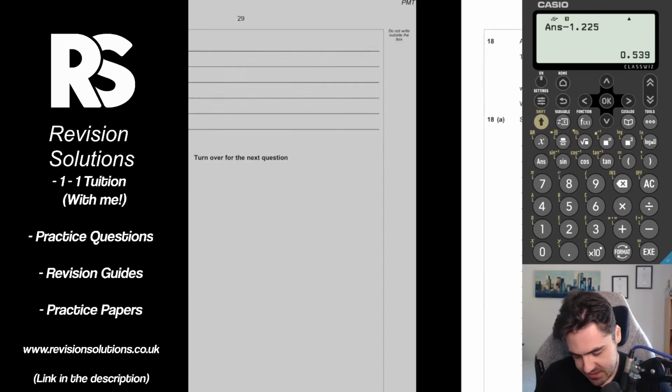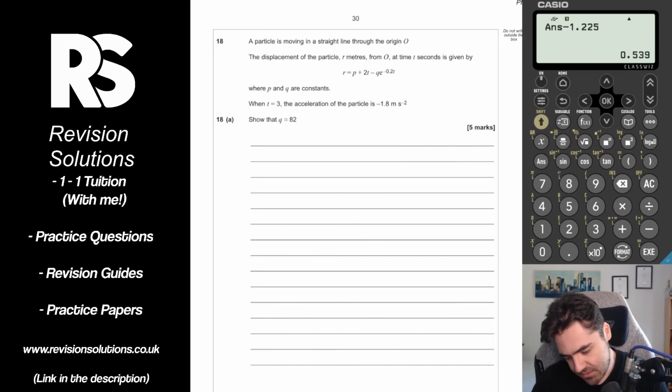Moving on to question 18, it says a particle is moving in a straight line through the origin O. The displacement of the particle r meters from O at time t seconds is given by this equation here, where p and q are constants. When t equals 3, the acceleration is minus 1.8 meters per second squared. Show that q is approximately 82. Well, we need to use that information. If we're going to get the acceleration, we're going to need to differentiate from displacement to acceleration. That's differentiating twice. So let's do that.